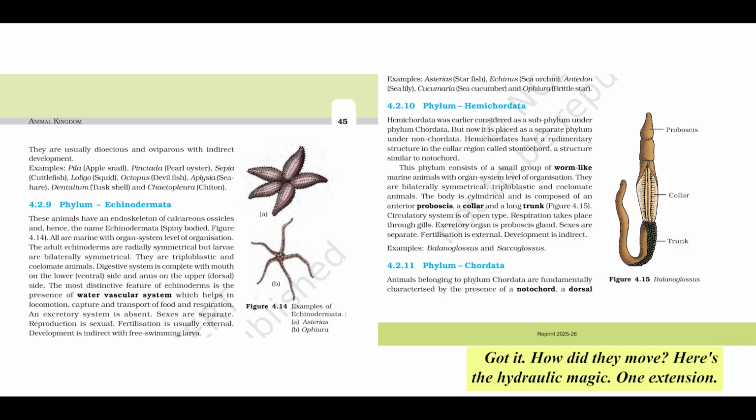Here's the hydraulic magic. 1. Extension. To extend a tube foot, the ampulla, the internal bulb, contracts. This forces the fluid contained within it down into the podium, the external part. The podium elongates and extends outwards due to this hydraulic pressure. 2. Attachment. Once the extended podium touches a surface, muscles in its tip can create a slight suction, allowing it to adhere firmly, like a tiny suction cup.